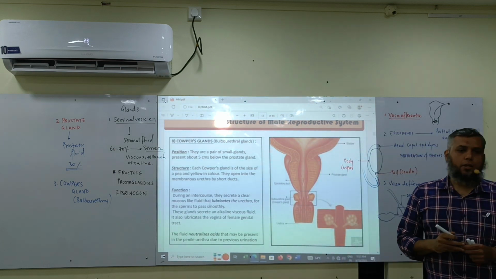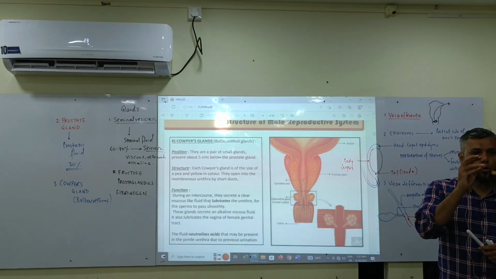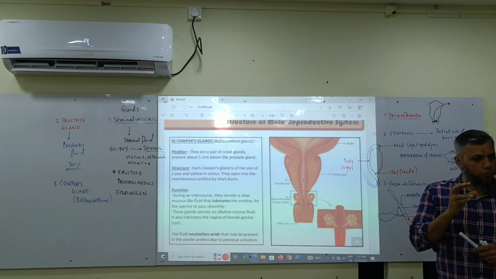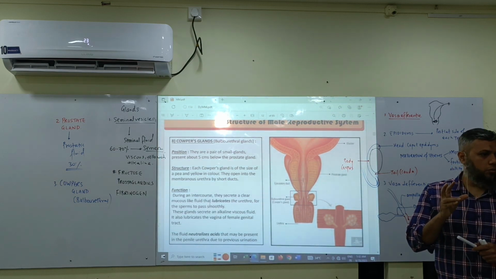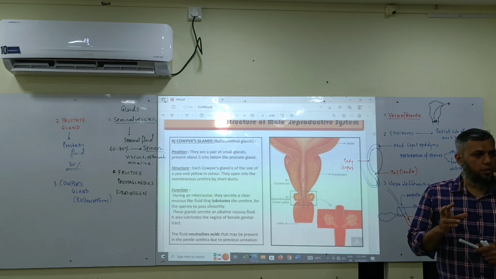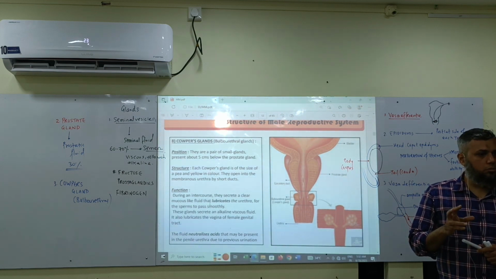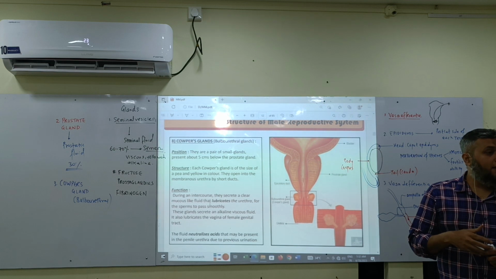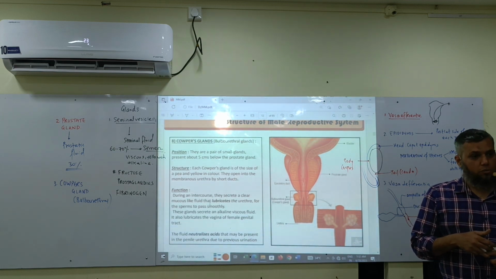Prostate gland. The prostate gland is the size of a golf ball. Have you played golf? No, who is that rich guy who has played golf? Huh? It's not a poor man's sport. Who played? Who said yes? Huh? Atharva, where is Atharva? Oh, great Atharva.